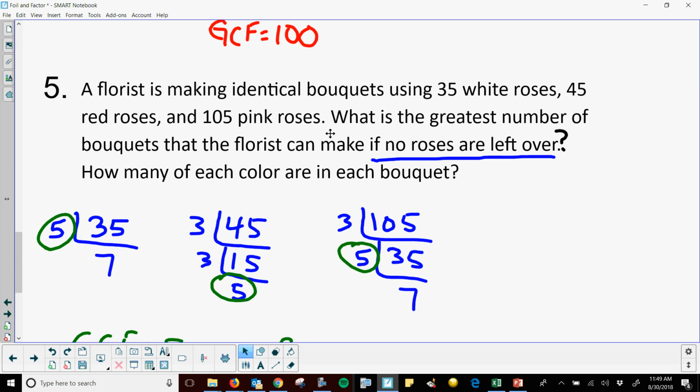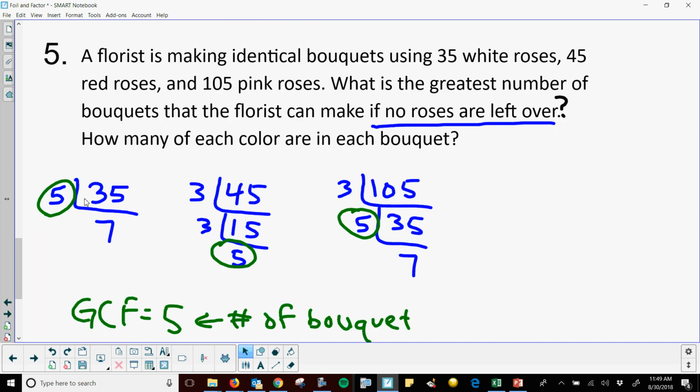A florist is making identical bouquets using 35 white, 45 red, 105 pink. We need the greatest number of bouquets if no roses are left over, because you could go, oh, we'll just make 35 bouquets with one of each, and that's a really sad bouquet. We don't want to be wasteful either, so no roses left over. Really all you can do is find your greatest common factor.